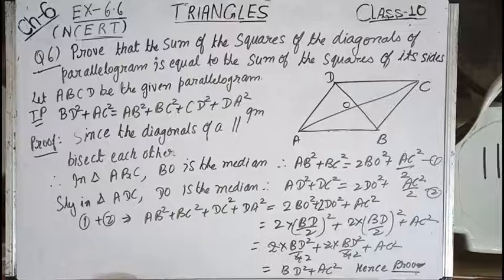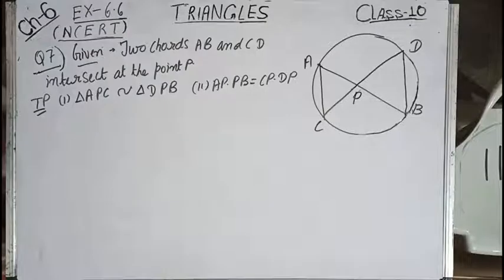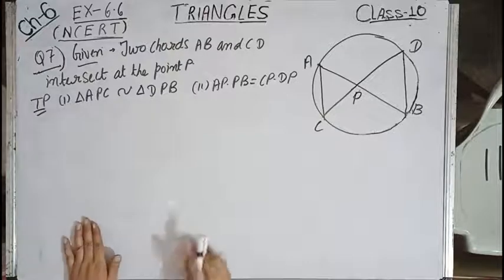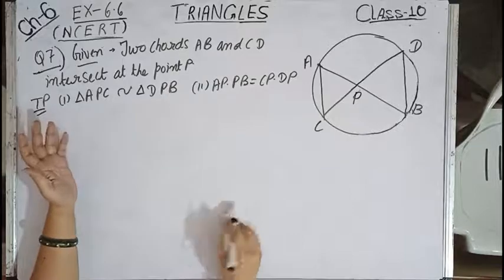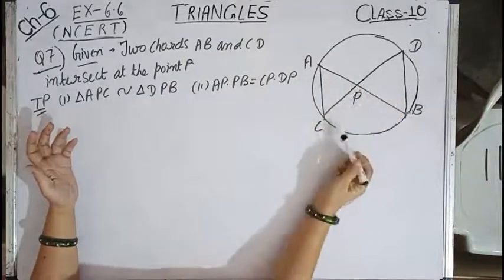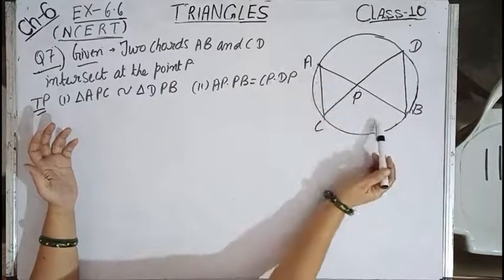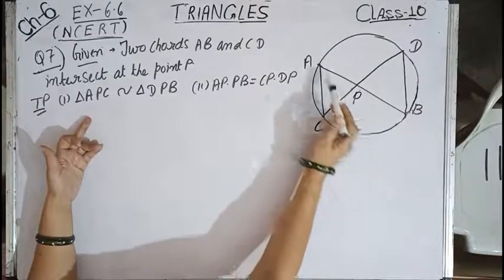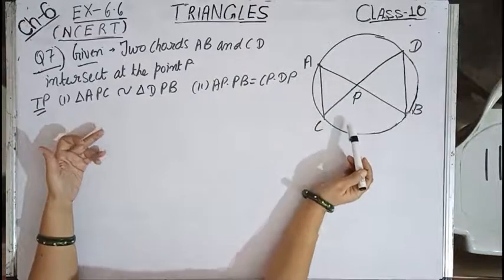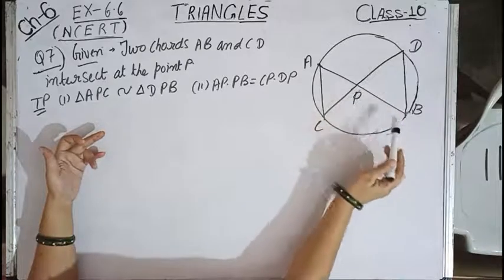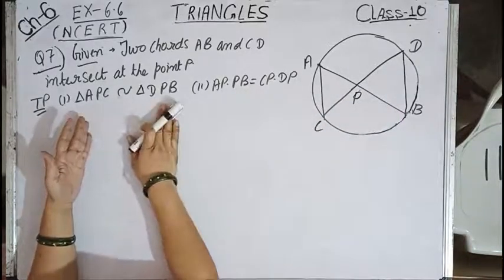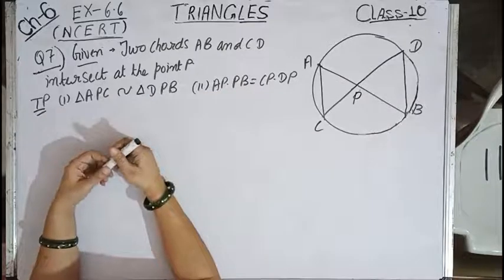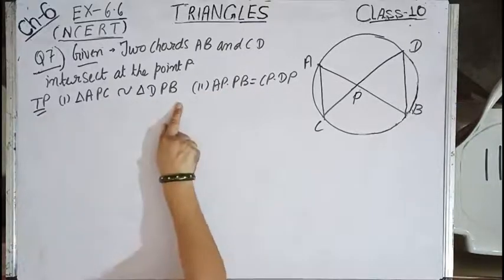So let us move to question number 7 now. Question number 7 says that two chords AB and CD intersect at the point P within a circle. Now we have to prove that triangle APC is similar to triangle DPB. Also this product we have to prove. Obviously when these two triangles will be similar, we will be getting this relation easily. So let us first prove these two triangles similar.